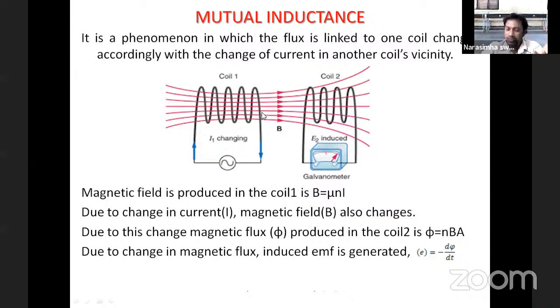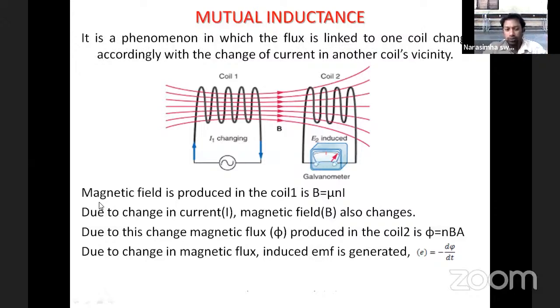One coil is changing the current, and another one is producing the EMF individually. So this one coil is changing the current accordingly, then the other coil is getting induced EMF. The flux linked to the one coil changes accordingly with the change of current in the other coil. So when another coil is kept nearby, that is also producing induced EMF.